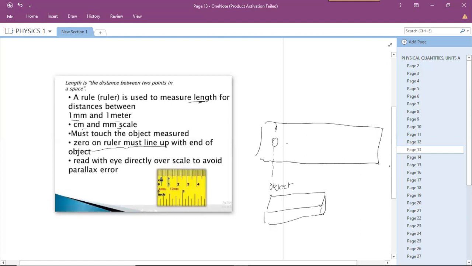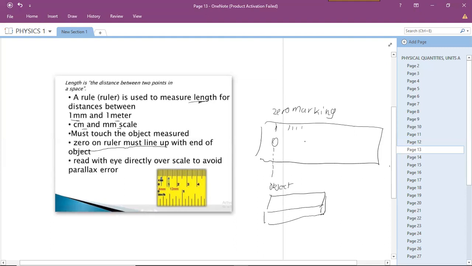to avoid error while you're using a ruler or any other instrument, the zero marking, these are free marks by the way, any instrument which has measurements, the zero marking always has to be in alignment with the object that you're measuring. And always, when you're trying to get a reading, your eyes have to be directly over the scale.